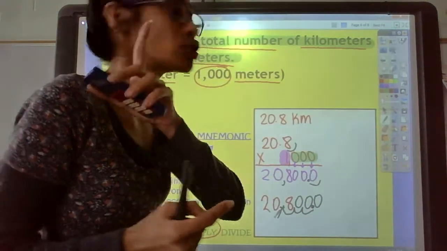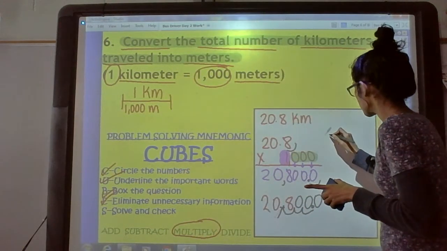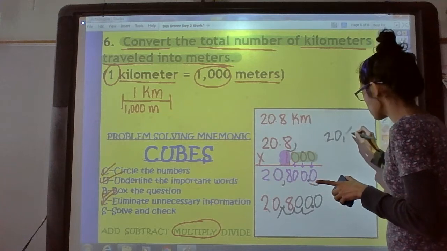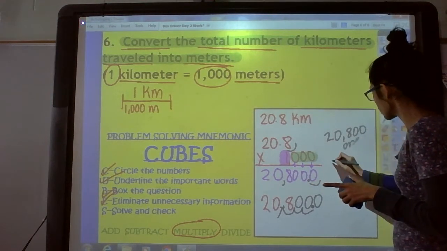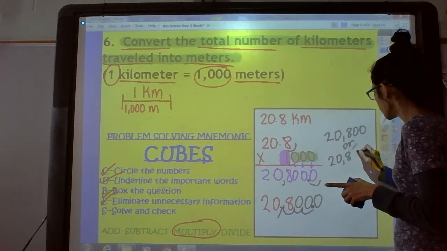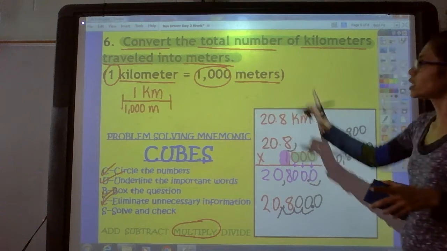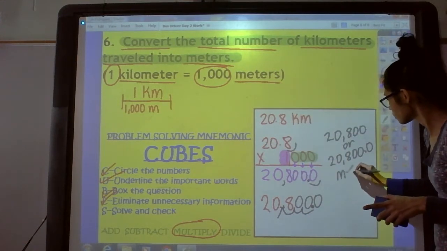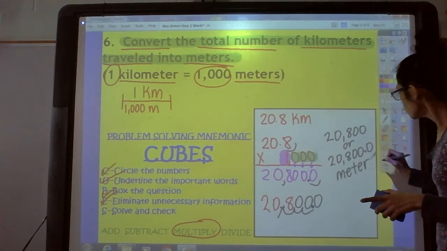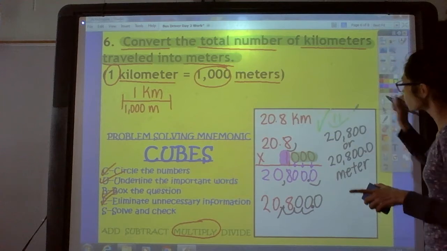One more thing we need to do is write the unit. So let's write the answer. The answer is 20,800. Or you can write 20,800 with the decimal and the 0. And what's our unit? Not kilometers, meters. We solved it. We checked it with the calculator. We are done with that problem.